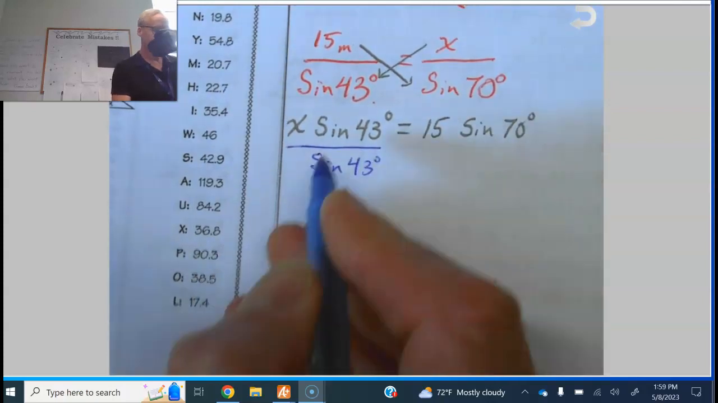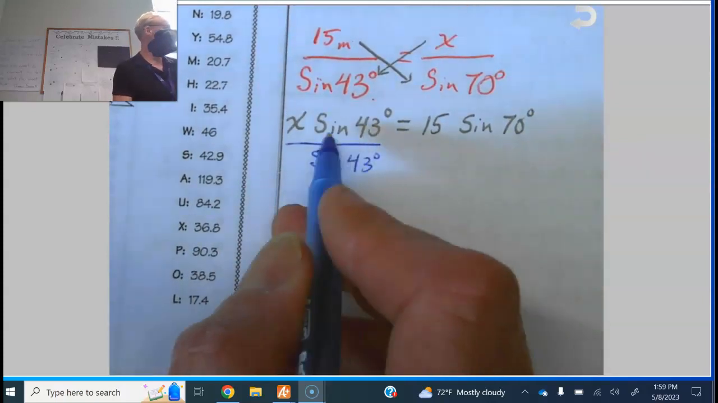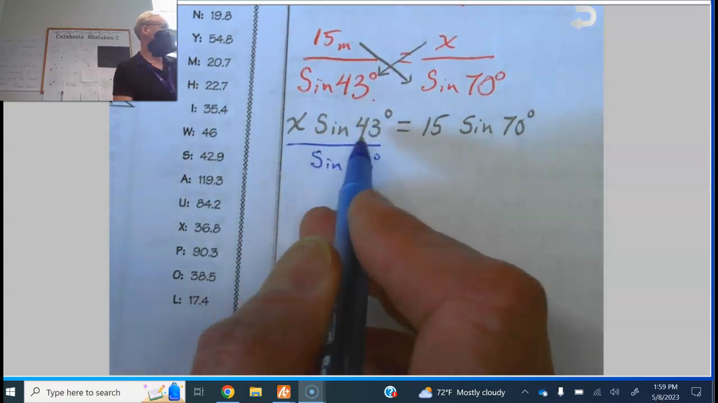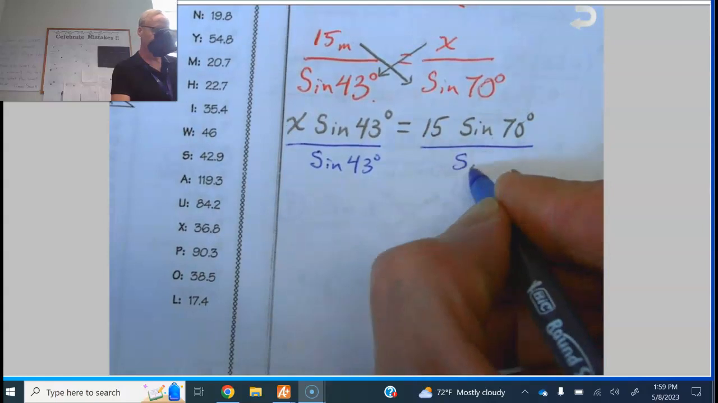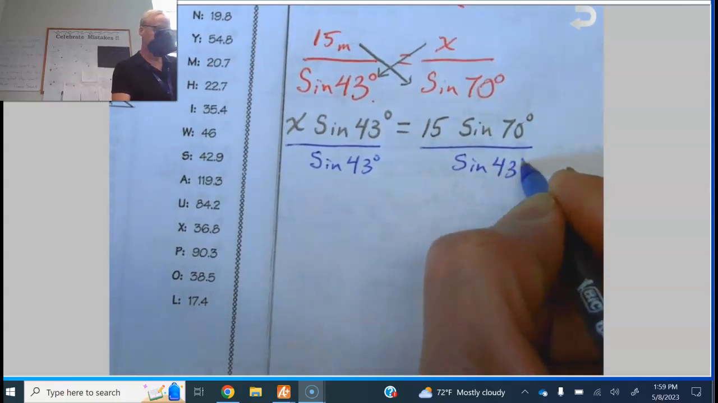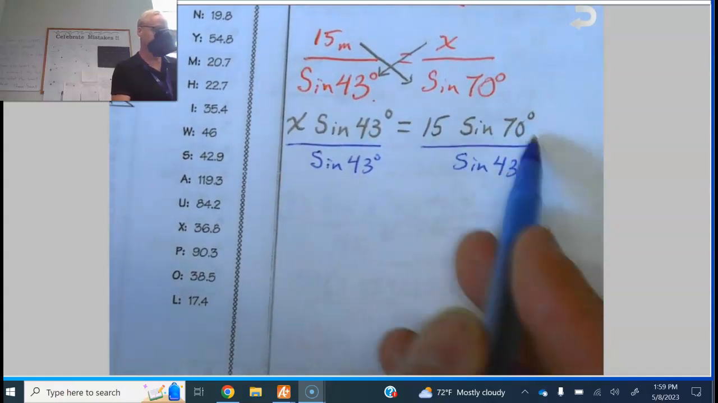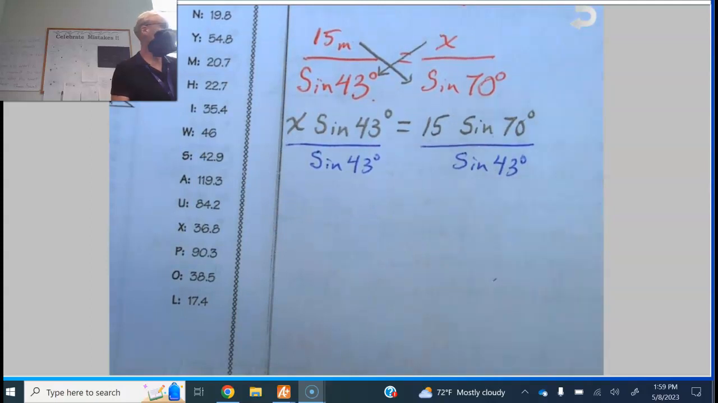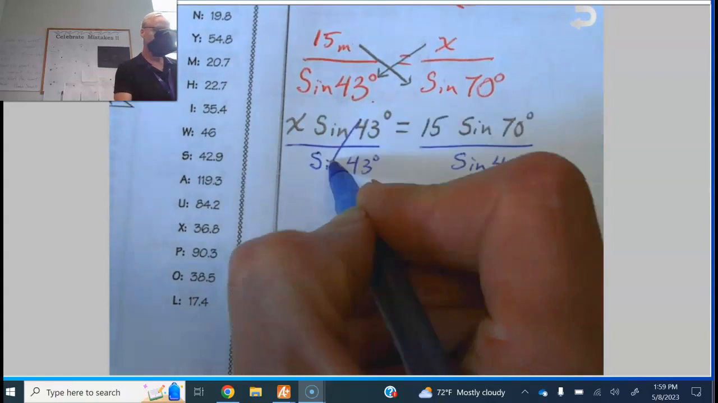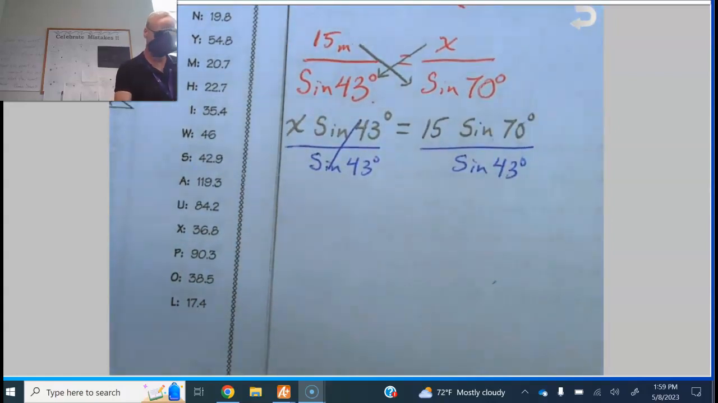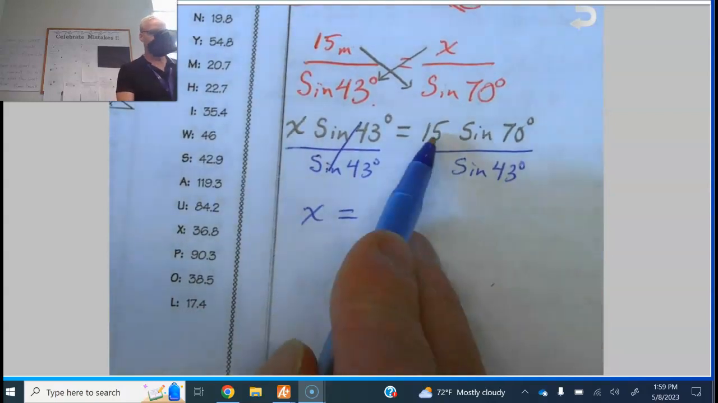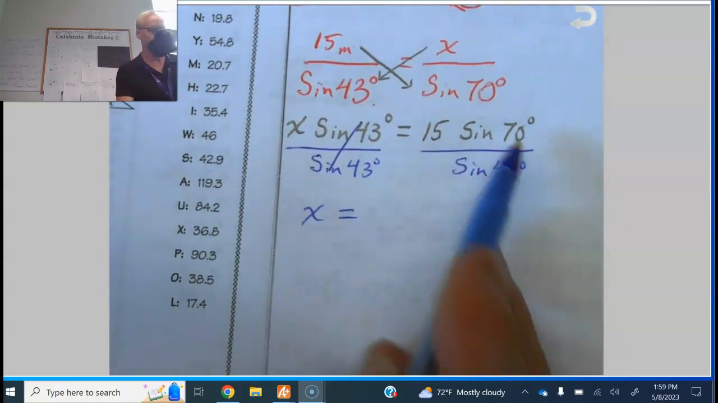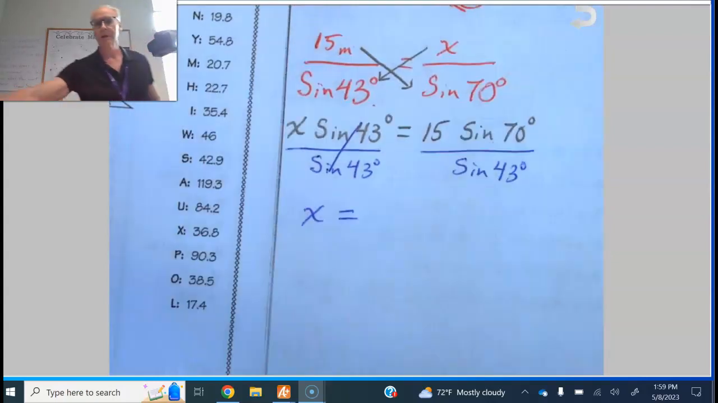Now I could write the decimals for this and round them to the nearest hundredth, the nearest thousandth or something, but this is very accurate. If I use the calculator for this, it's going to estimate this to the nearest like millionth. So it's going to go out to about 6 or 7 decimal places. And we're going to get x by itself. It's going to be 15 times sine 70 degrees divided by sine 43.